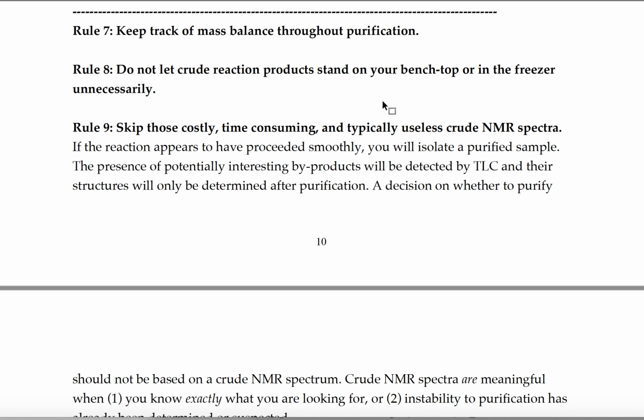Don't let crude reactions sit around on your bench top or in the freezer unnecessarily. I'll show you flash chromatography. If you do a flash chromatography, it should take you about 45 minutes. One time, one of Clark's grad students left a crude in a very subtle way. The kid came in the next morning and Clark had flashed it. And he said, "Oh, I just didn't want your crude to sit on your bench." That's a total beating. That kid took a beating. That's like, "Oh, I am never doing that again."